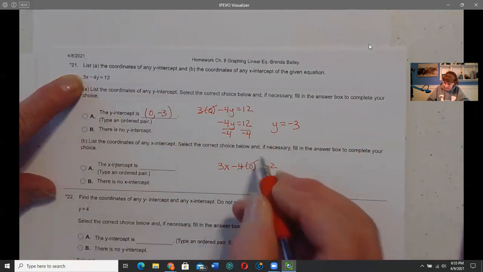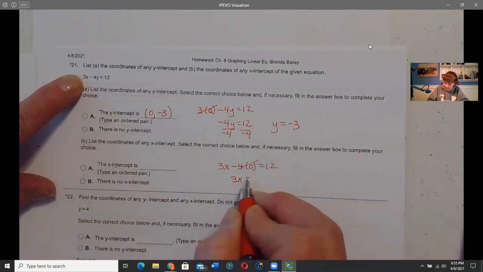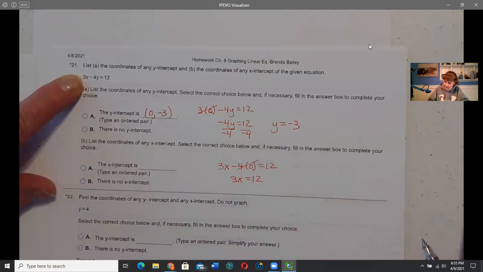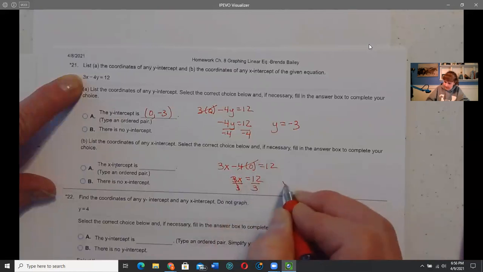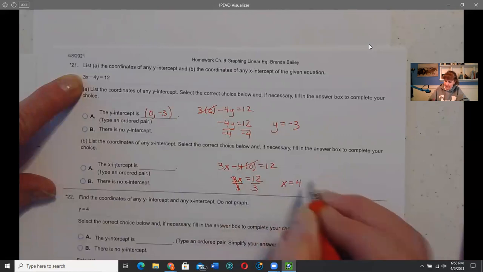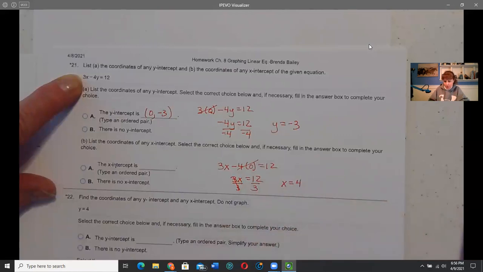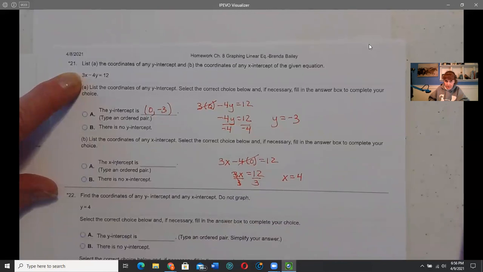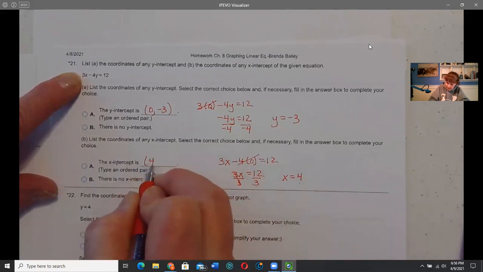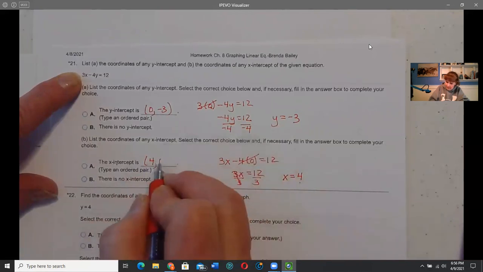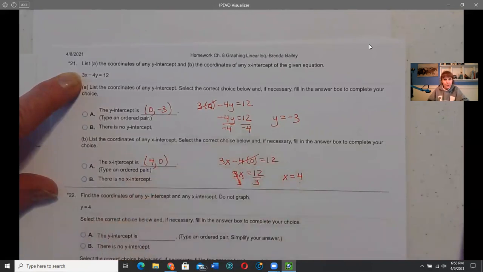And that's gone. So we divide by 3. X equals 4. So the ordered pair, the coordinates of this point where it's going to hit the x-axis, we put the x first in our ordered pair, and the y value is 0. Okay, all right. Let's look at number 22.